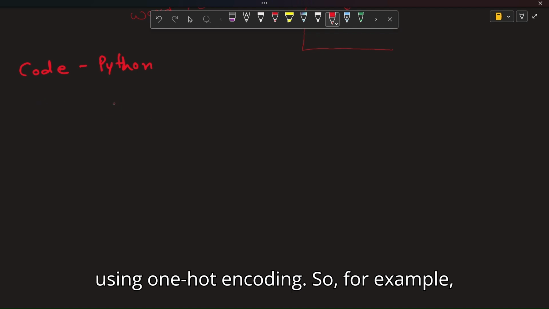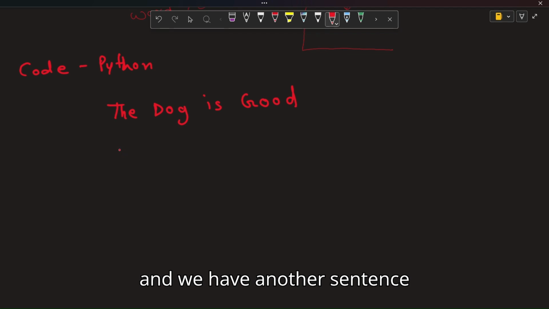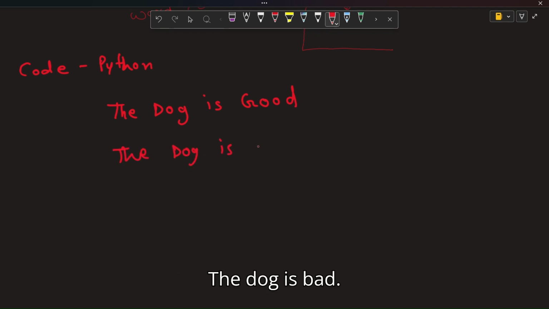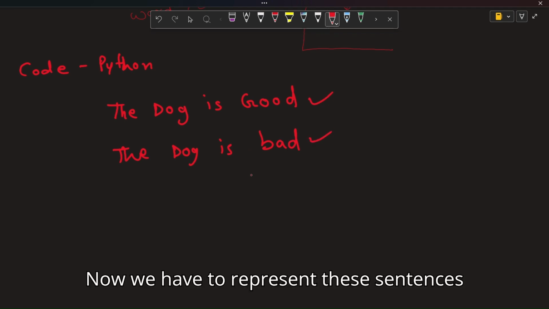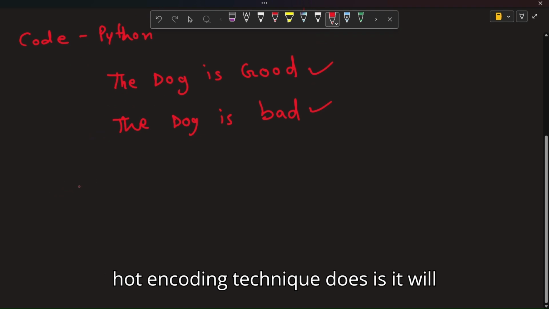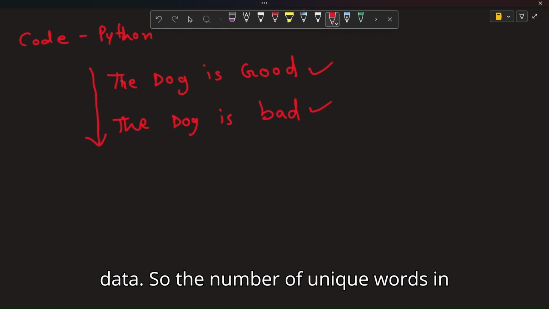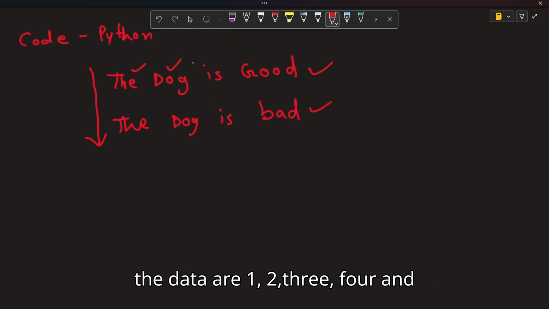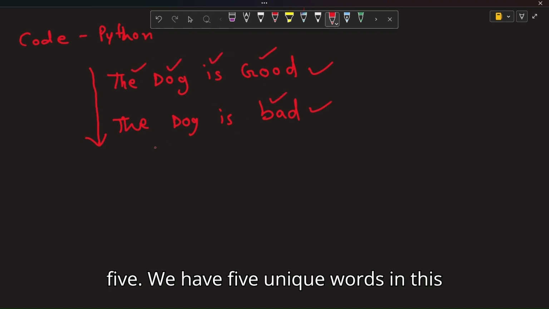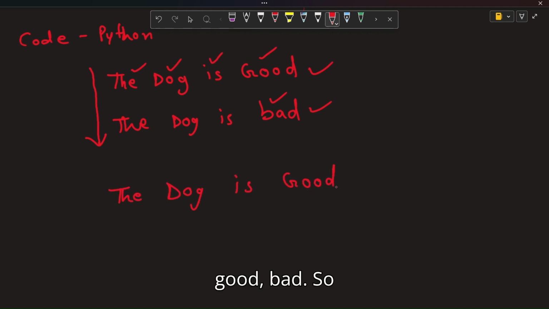So for example, let's say we have one sentence, "the dog is good", and we have another sentence, "the dog is bad". Let's say we have these two sentences. Now we have to represent these sentences in the form of vectors using the one-hot encoding technique. What one-hot encoding does is it counts the number of unique words in the document. What document means is the whole data. So the number of unique words in the data is 1, 2, 3, 4, and 5. We have 5 unique words in this document. So we will write these 5 unique words in a row: the, dog, is, good, bad.